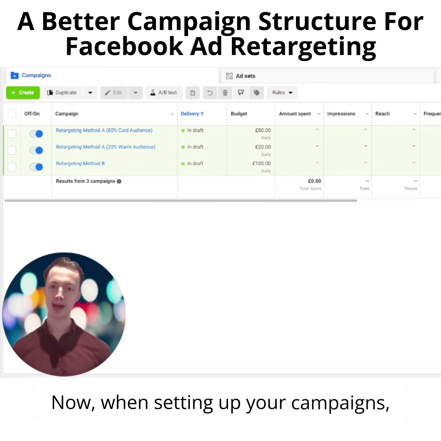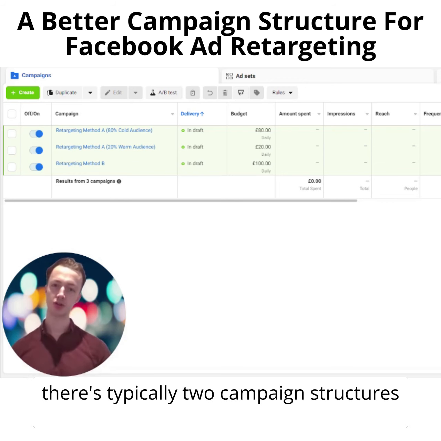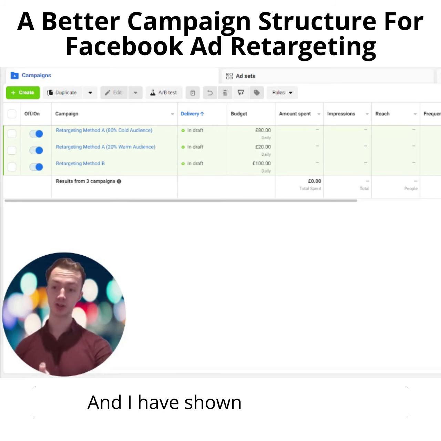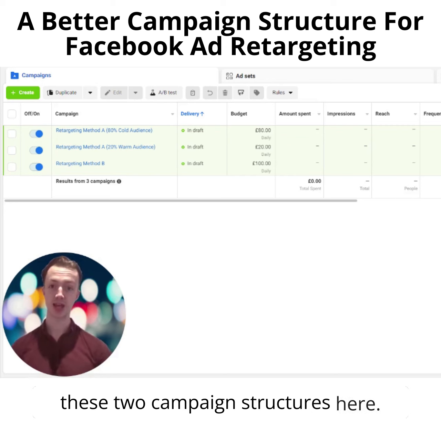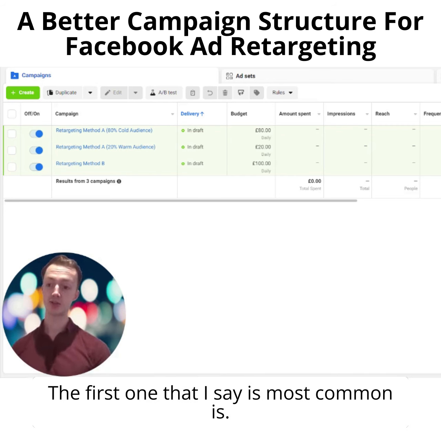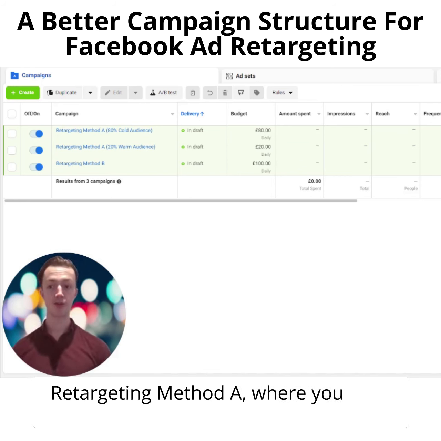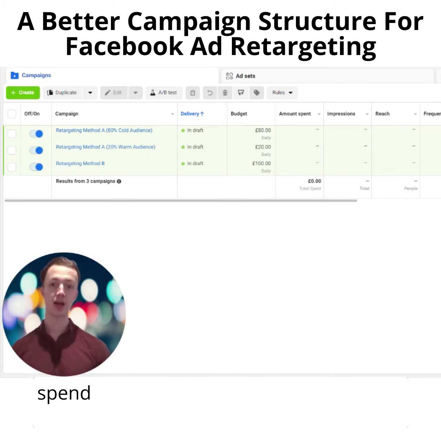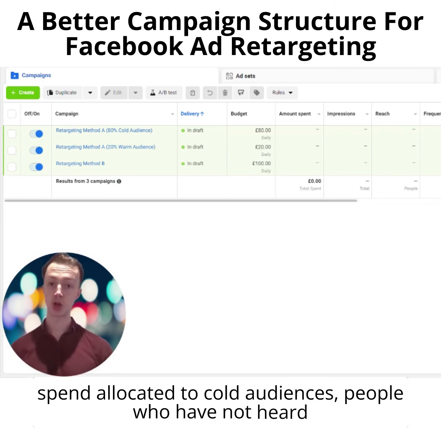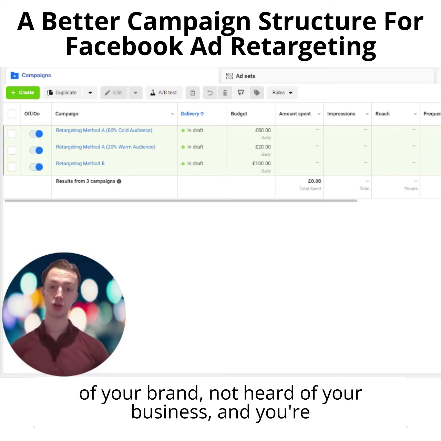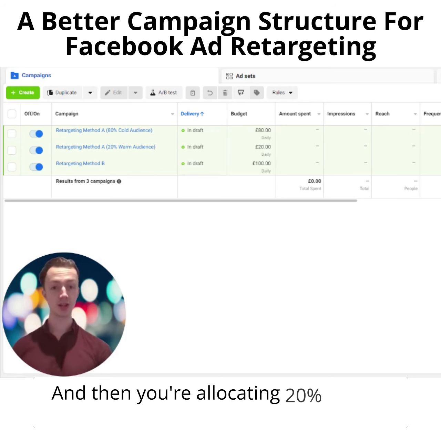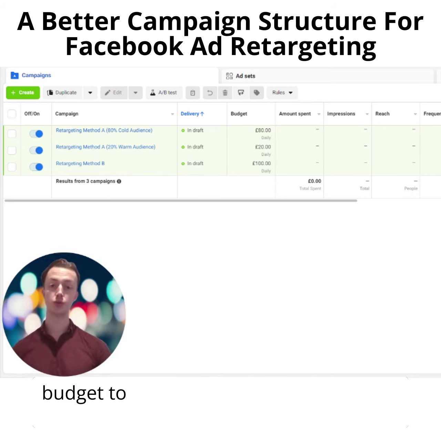Now, when setting up your campaigns, there's typically two campaign structures that are most widely recommended. And I have shown examples of these two campaign structures here. The first one that is, I'd say, most common is retargeting method A, where you have 80% of your ad spend allocated to cold audiences, people who have not heard of your brand, not heard of your business, and you're looking to advertise to those people. And then you're allocating 20% of your advertising budget to retargeting audiences.